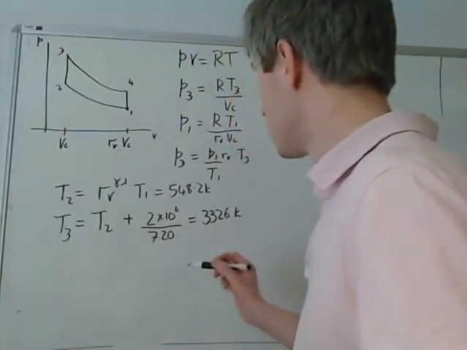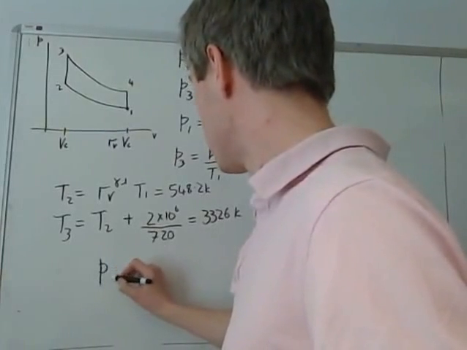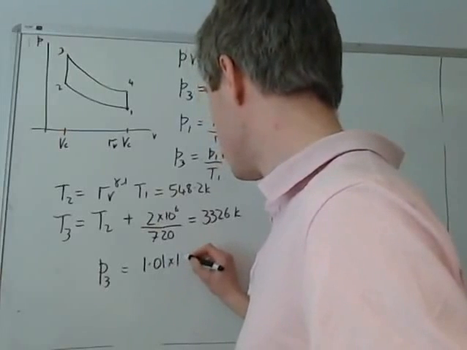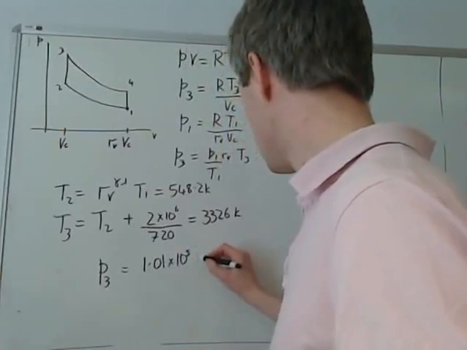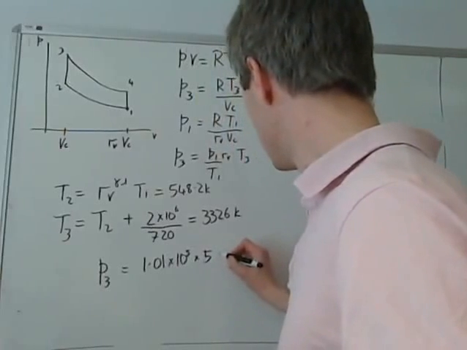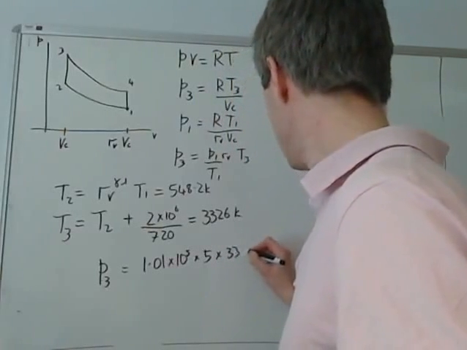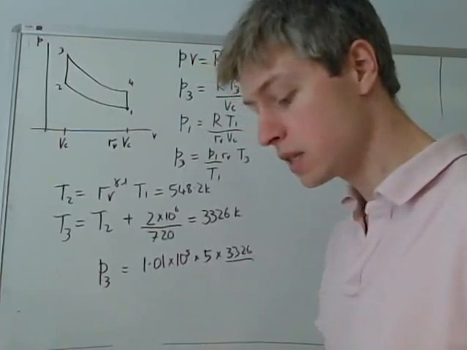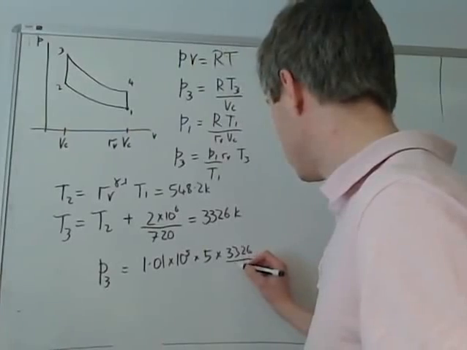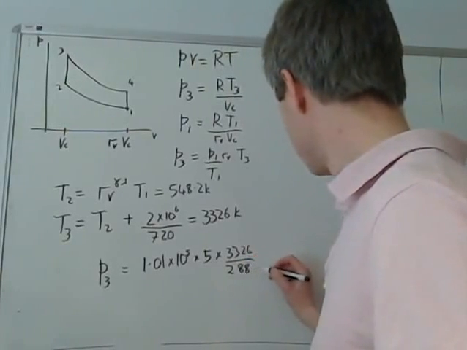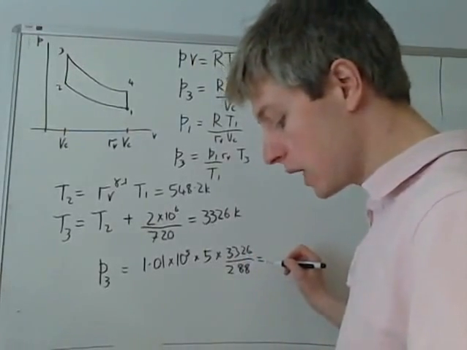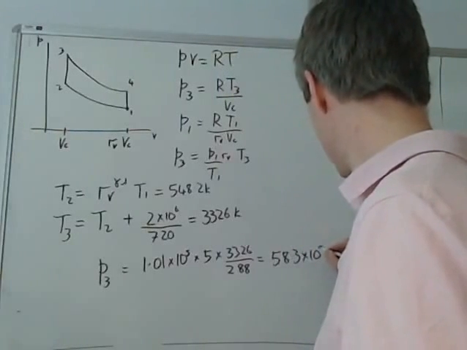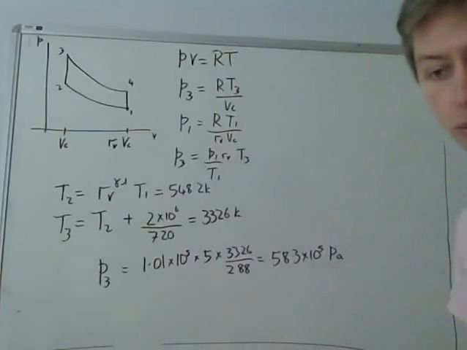3326 Kelvin. So putting in the values to find P3, that's equal to P1, which is 1.01 bar, so times 10 to the 5 pascals. RV is 5. T3 over T1 is 3326 over T1, which is 15 Celsius, or 288 Kelvin. And the value I get is 58.3 times 10 to the 5 pascals, or 58.3 bar.